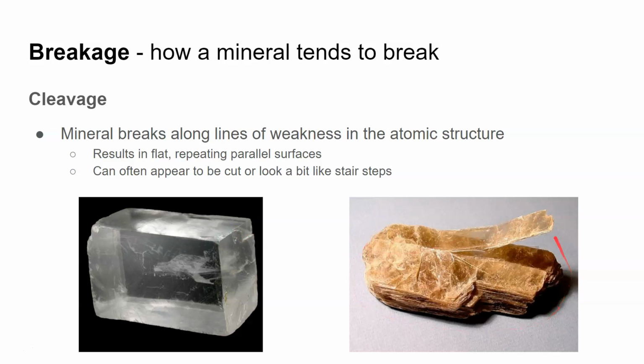This is another example of a type of cleavage where we have muscovite mica breaking into these thin sheets. So think about a sheet of paper. That sheet of paper has a parallel side, so the top and the bottom are parallel to each other. This is actually known as a book of mica because these are sheets or pages of the book.